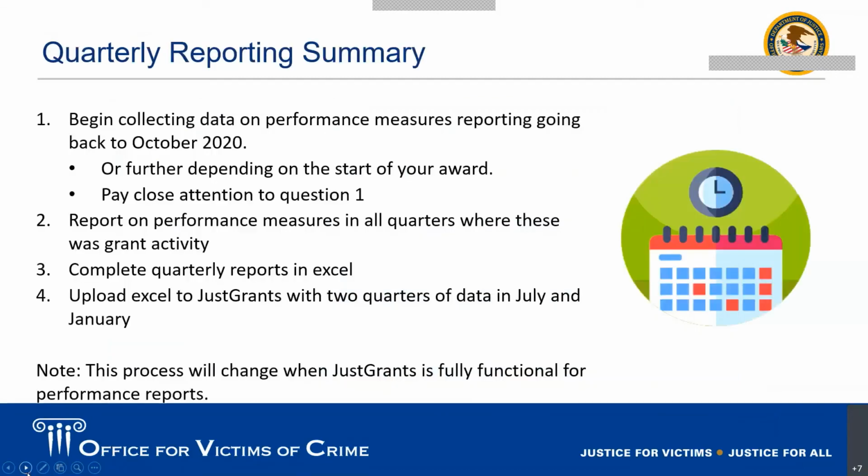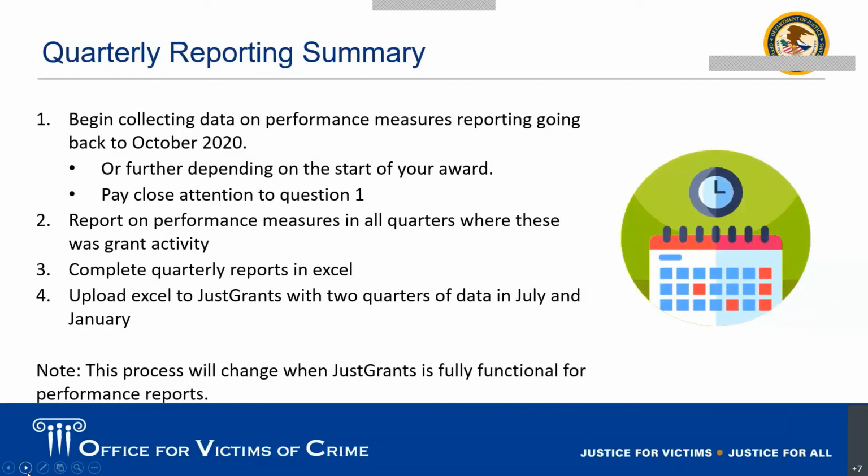On the screen here is a summary, again, of the current process as it exists today. So you will be getting an Excel document to report all of your performance measures in quarterly. You will be receiving this document probably in early June. You will fill this out with as much data as you can going back to October 1st of 2020. That's when most of your awards started.